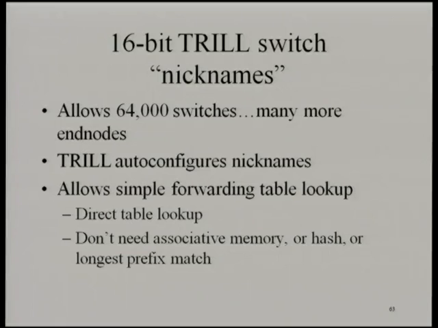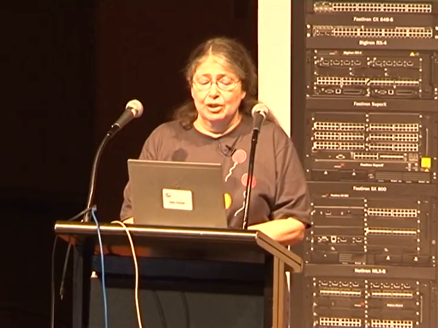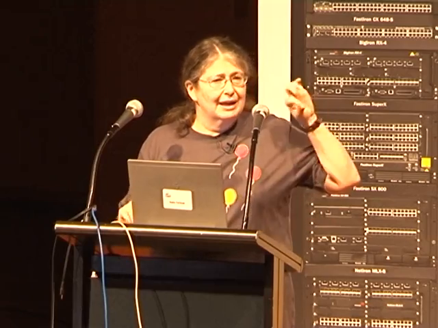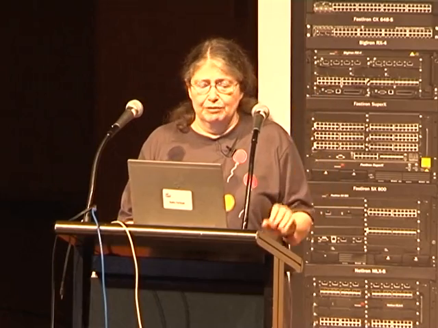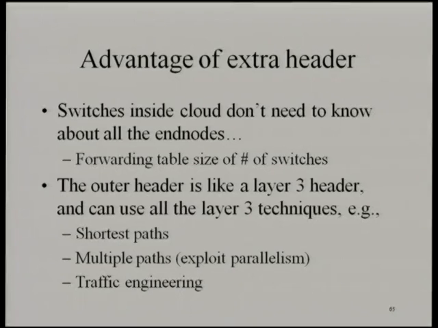The nice thing about a small address like that is that your forwarding table lookup can be very simple. You don't have to do hash or longest prefix match or anything. You can do 64,000 entries. You just do a direct lookup into that table. So the advantage of this extra header is that the switches inside the cloud don't need to know about all the end nodes. Only the guy at the edge needs to put on the header. And so their forwarding table is the size of the number of switches rather than number of end nodes. And the outer header is like a layer 3 header, and you can use all of the standard techniques. Plus it has a hop count, my favorite field.